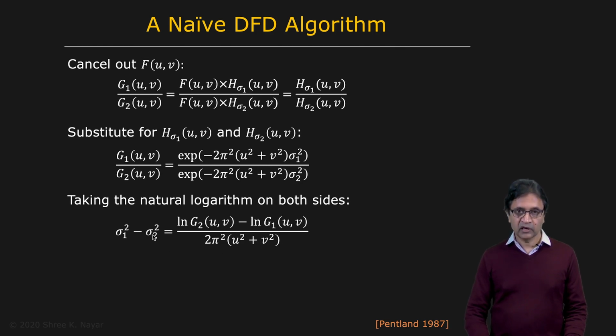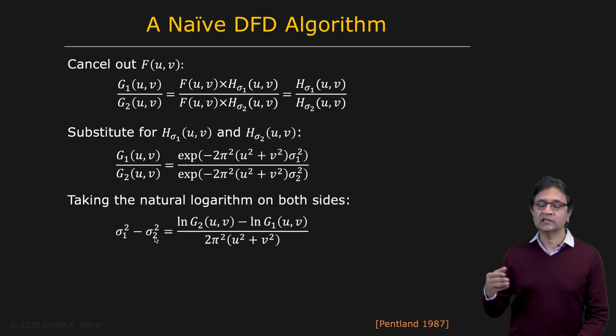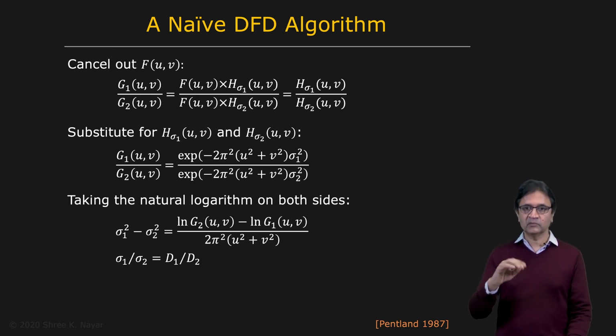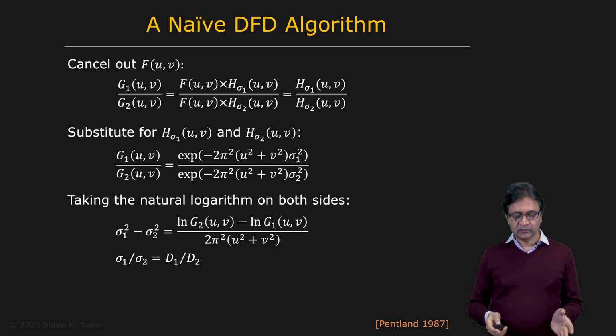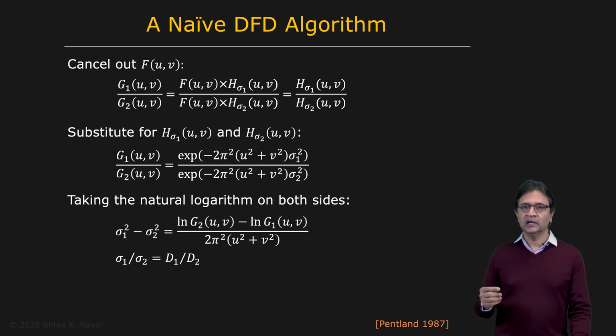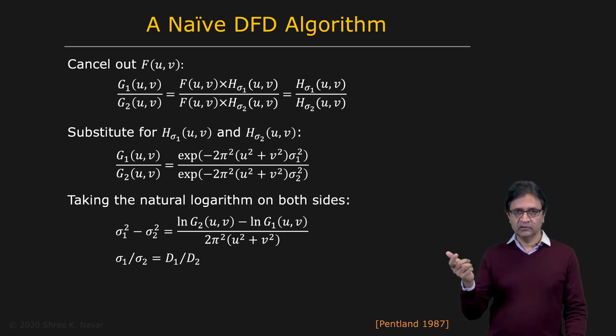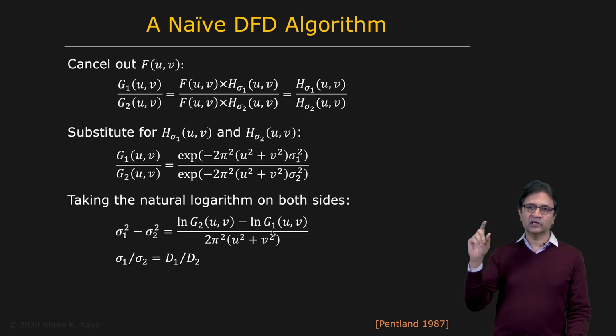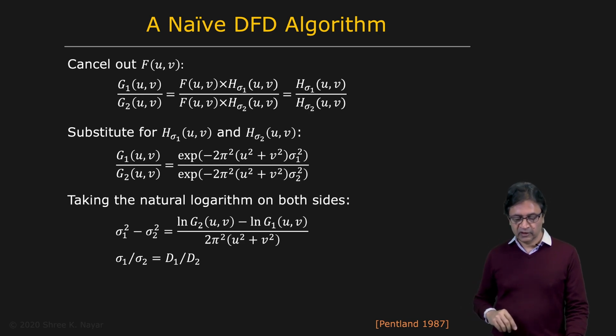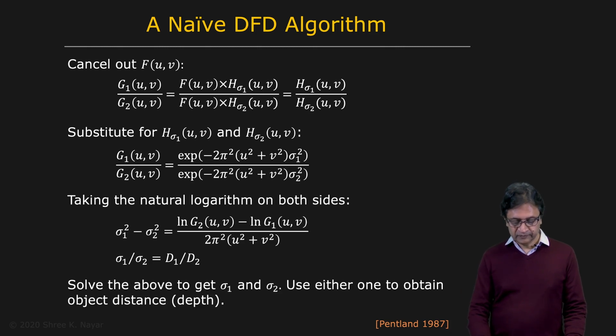But yet, we have two unknowns here, sigma 1 and sigma 2, and that's where our third constraint comes in, which is sigma 1 divided by sigma 2 equal to d1 divided by d2. This is known. So here you have two equations in sigma 1 and sigma 2, and we can solve for sigma 1 and sigma 2. In fact, you can solve it using any one frequency, u v. And as long as the values of G1 and G2 are non-zero for that particular frequency, you can solve it using just one frequency.